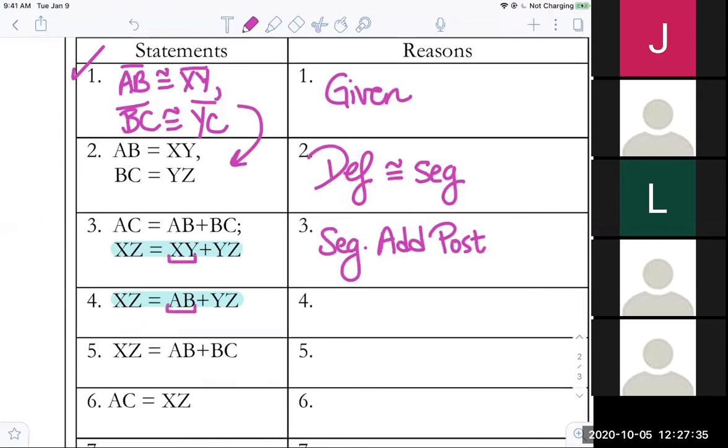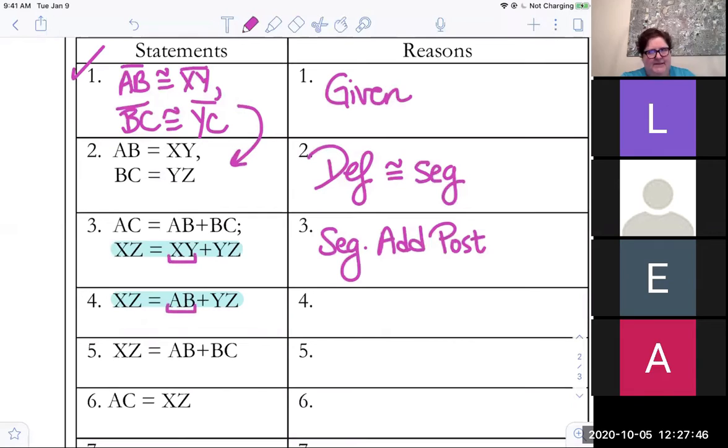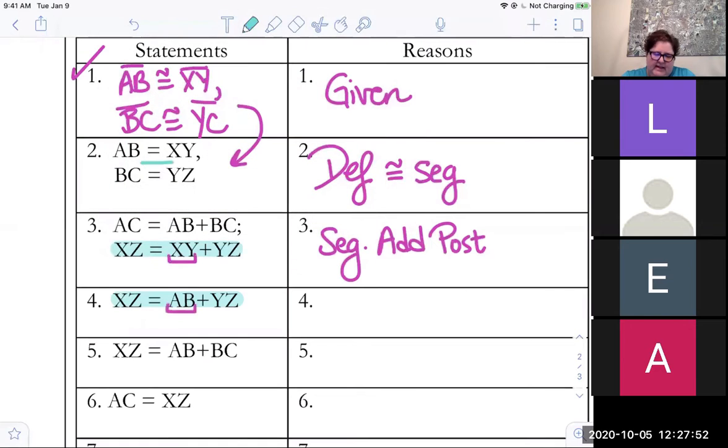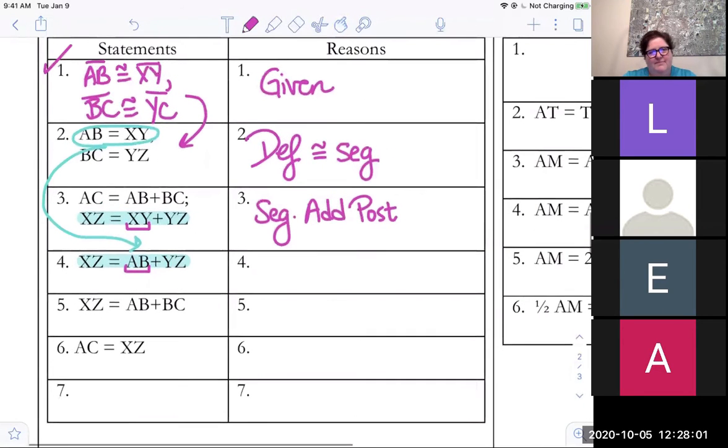Why are we allowed to do that? Why are we allowed to take out XY and put AB in its place? Because in step 2 it says AB equals XY. So using this, we can say, okay, let's go ahead and put that in down here. And so what is the reason for that? Luke, is that substitution or transitive or something else?